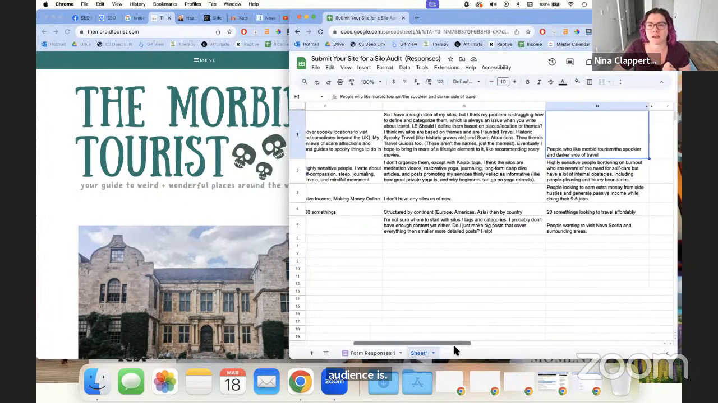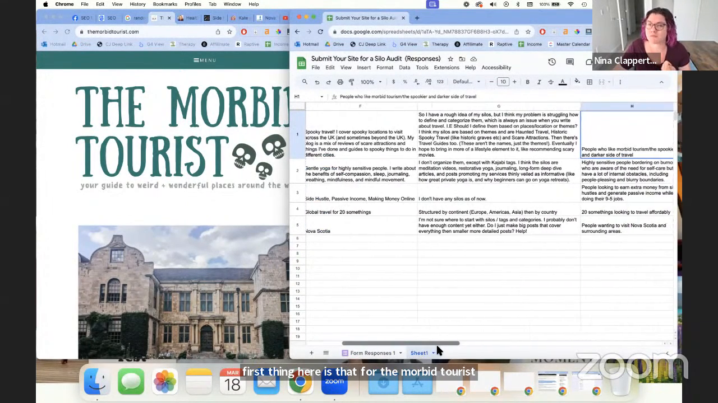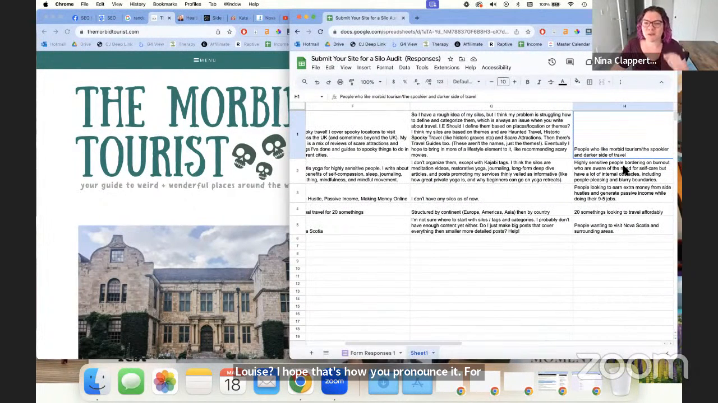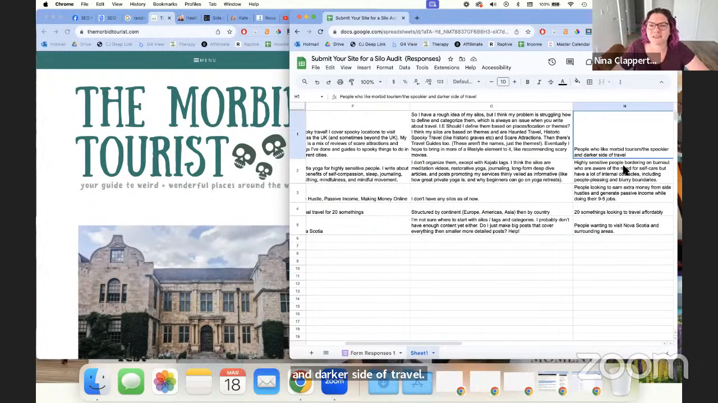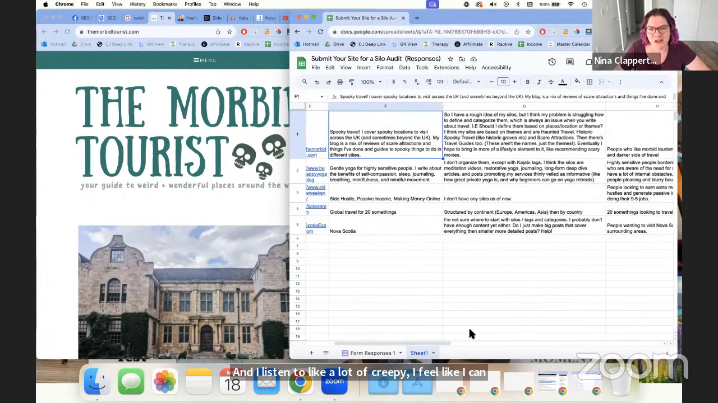So the first thing here is that for the Morbid Tourist, what's their name? Louise. I hope that's how you pronounce it. For Louise, it's people who like morbid tourism and the spookier and darker side of travel. I have a friend that had a podcast about that, so I feel like I have some idea of what to talk about there. And I listen to a lot of creepy murder shows, so I feel like I can act like your proper audience. Then the niche is spooky travel.